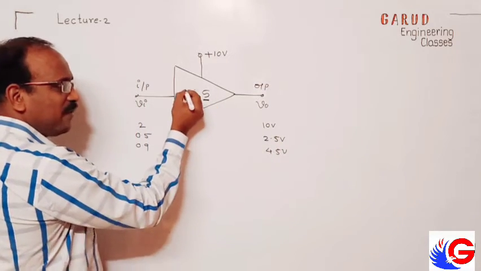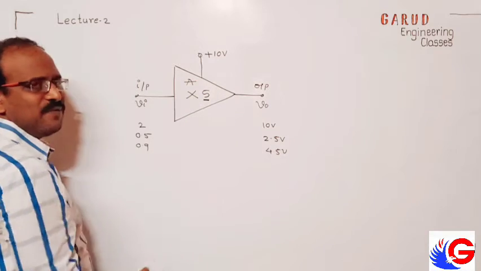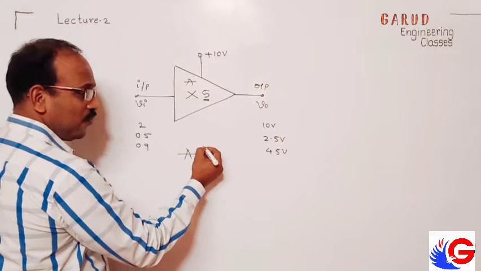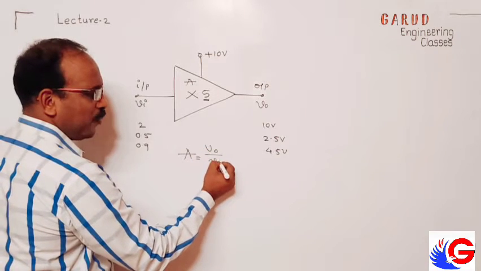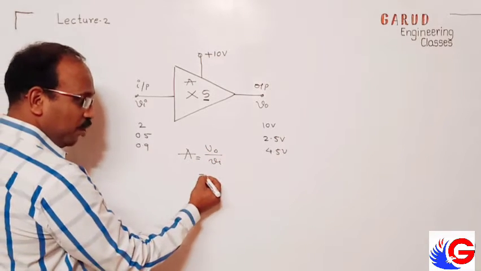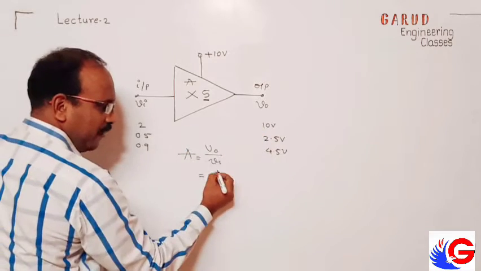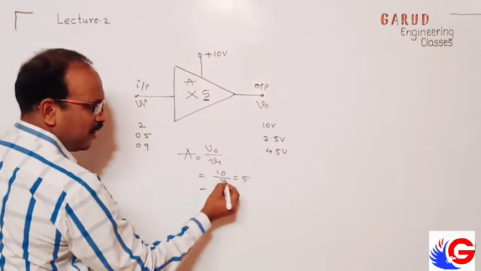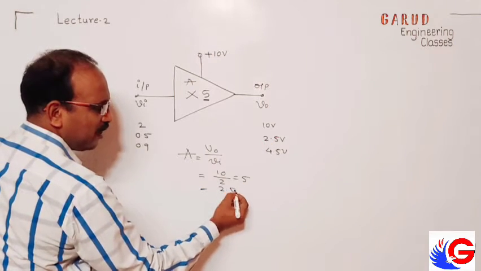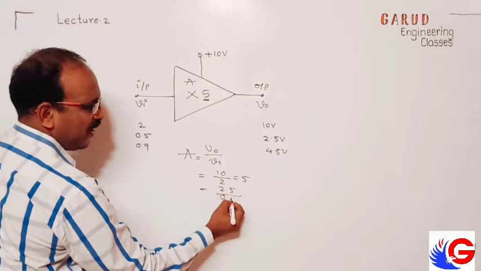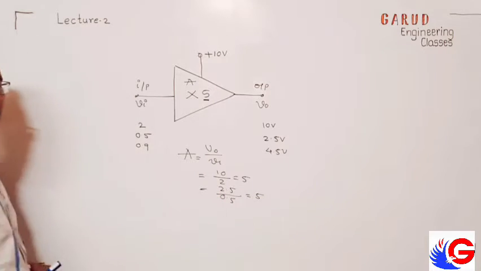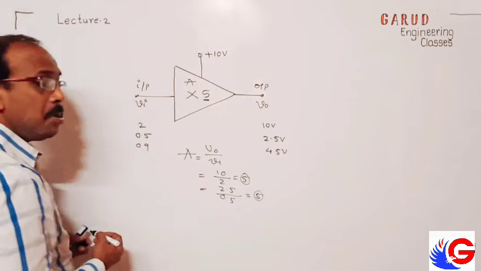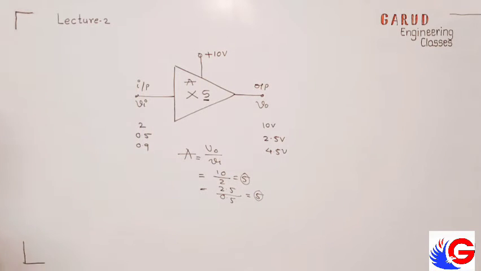How do we calculate this amplification factor? It is always called A. The amplification factor A equals output upon input. When the output is 10, the input is 2, which gives 5. If the output is 2.5, the input was 0.5, which is also 5. So this amplification factor is always fixed.